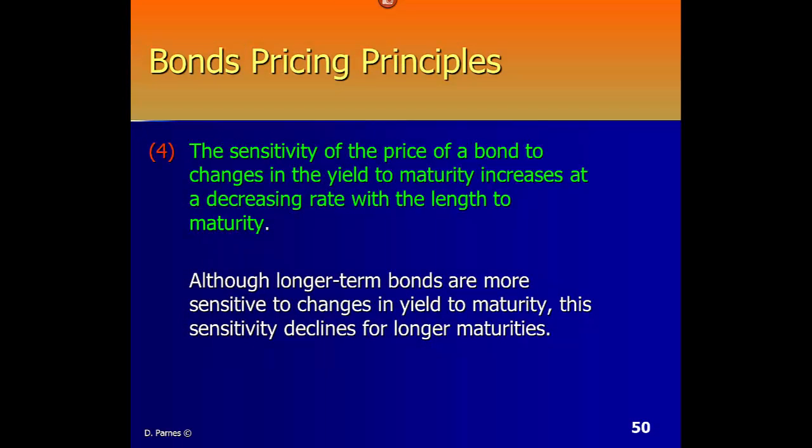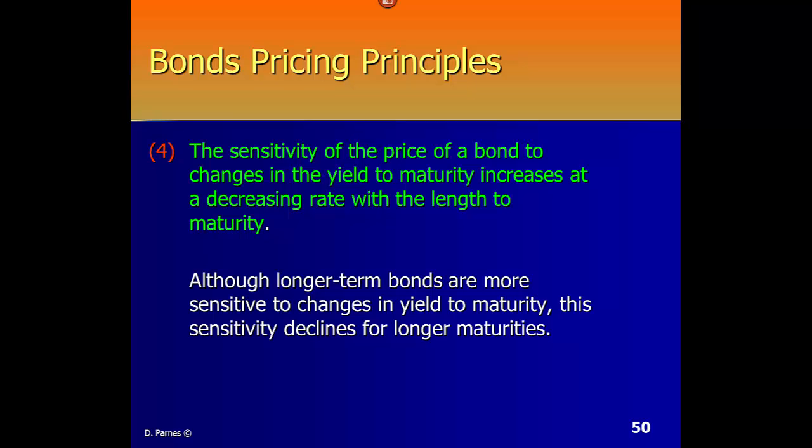Principle number 4 looks at the second derivative, if you want, of bonds. What principle number 4 says is that the sensitivity of a price of a bond to changes in the yield to maturity is increasing at a decreasing rate with the length to maturity. Okay, that's a pretty complex sentence, so let's read it again.